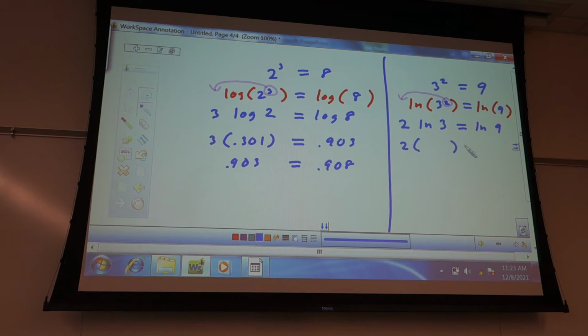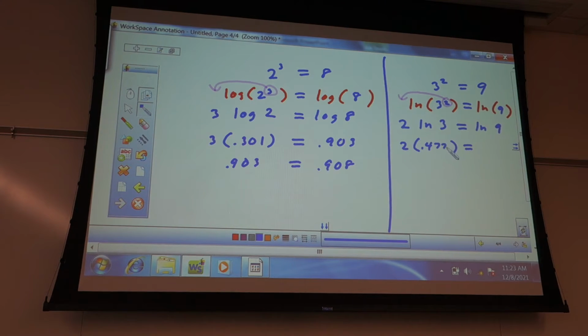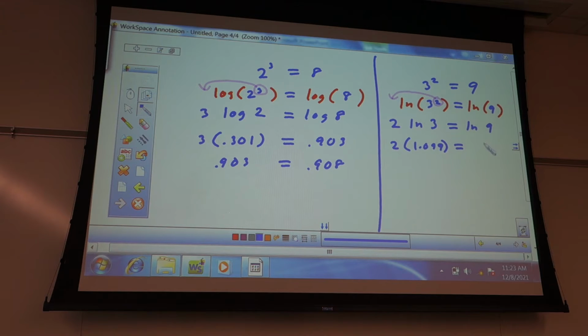So what do you do, second? Oh, we just did that one. It was 0.4771. Once we did, and I got 1.0. Oh, it's natural log. You're right, it's different. What's the natural log of 3? 1.0986. Okay. And then what's the natural log of 9? I want to do the ln, the natural log. 2.197.